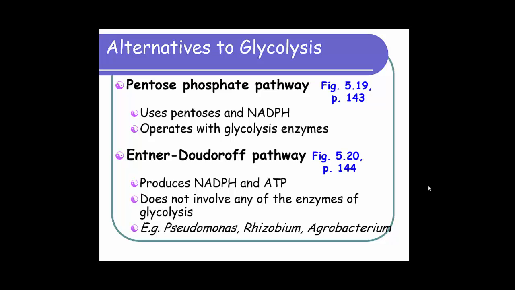The Entner-Doudoroff pathway, shown on page 144, produces NADPH and ATP, but it does not involve any of the enzymes of glycolysis. This is a completely different pathway than pentose phosphate and glycolysis. Some examples of bacteria that use the Entner-Doudoroff pathway are Pseudomonas, Rhizobium, and Agrobacterium. The Rhizobium and Agrobacterium are important in plant agriculture.